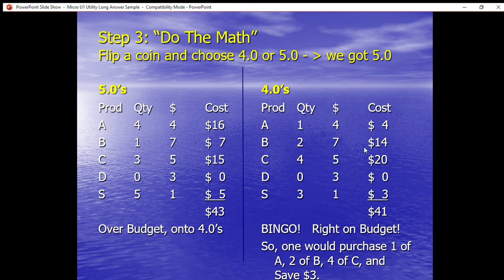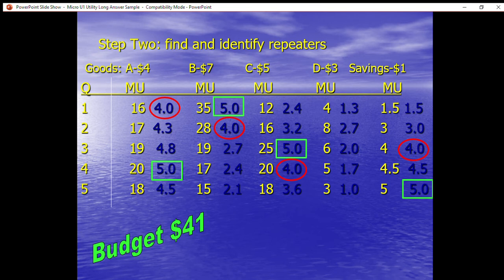Now, if my budget was $43, I would have chosen this group. But since my budget was only $41, I chose this group. And, you know, basically that's how you do this problem. I'm going to go backwards for a minute. But that's how you do this problem. Now, where do these numbers come up, marginal utility? Well, obviously, we provide that as an example so you can understand the concept. Once again, the math is not nearly as important as the concept.